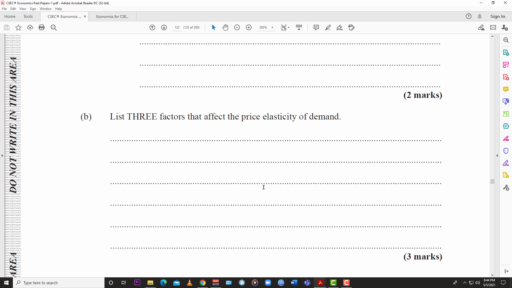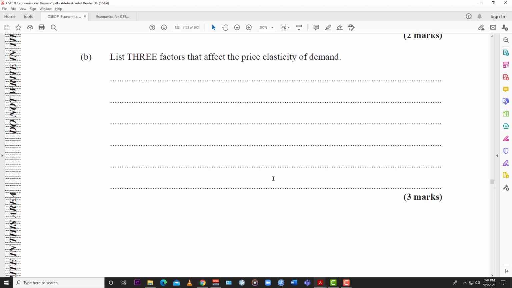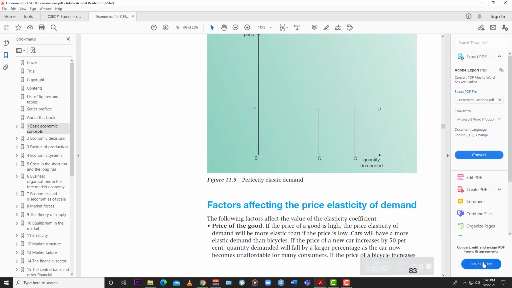Moving on. List 3 factors that affect the price elasticity of demand. Of course, price elasticity of demand measures how demand changes from a percentage change in price. I did a whole video on elasticity, how to calculate it, everything. So you can check the economics playlist to find the one on elasticity.